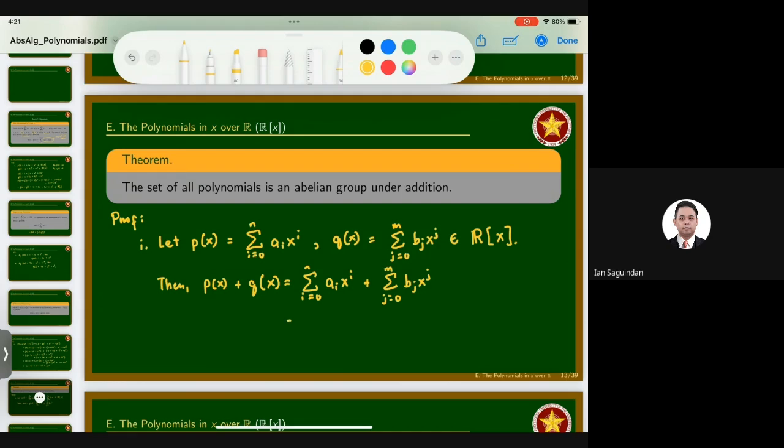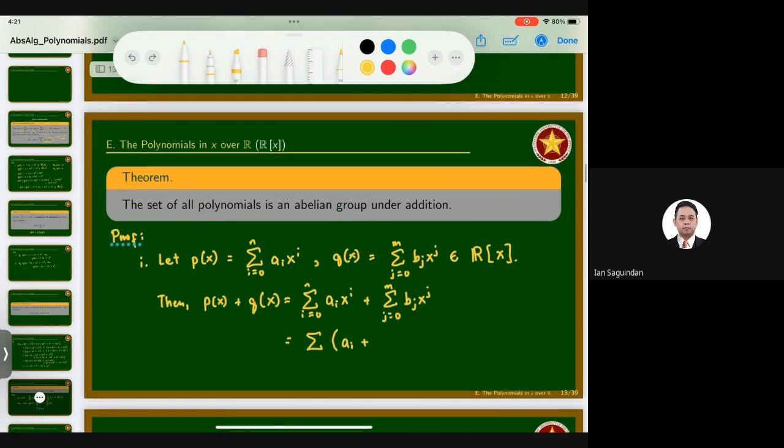Okay, so as we form the sum, according to the definition, we are going to proceed with component-wise addition. Meaning we are going to pair the terms, or the coefficients of the terms, coming from the second polynomial with the corresponding coefficients of the terms of the first polynomial as long as they have the same exponents. So this should become a sub i plus b sub i, x to the i.